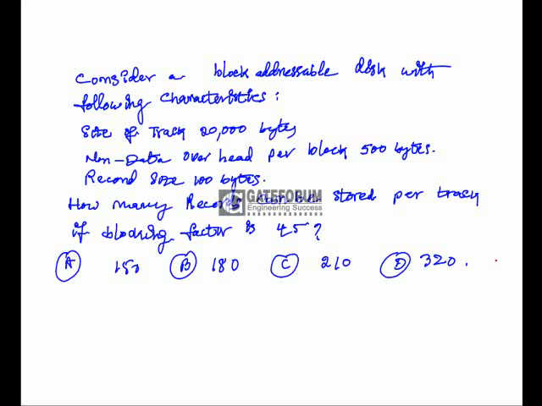A block addressable disk with following characteristics: size of track 20,000 bytes, non-data overhead per block is 500 bytes, and record size is 100 bytes. How many records can be stored per track if blocking factor is 45? So here blocking factor is equal to number of records stored in a block, that is given as 45.